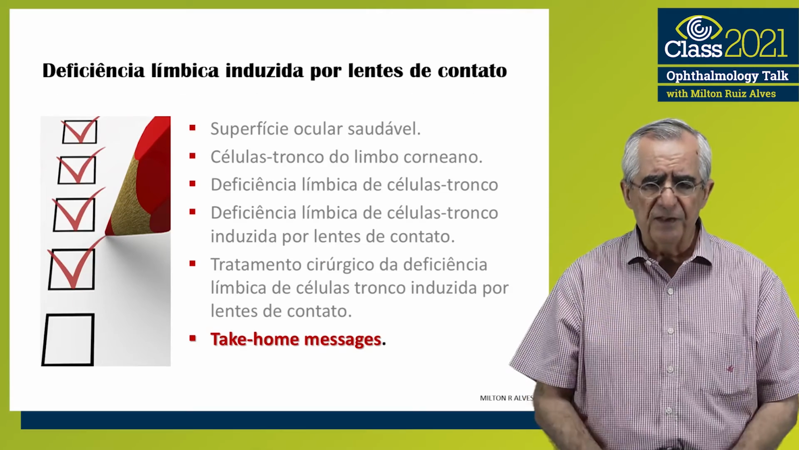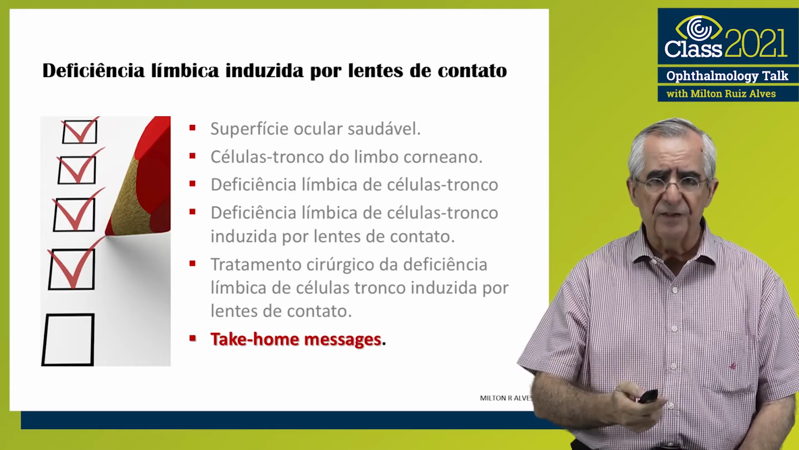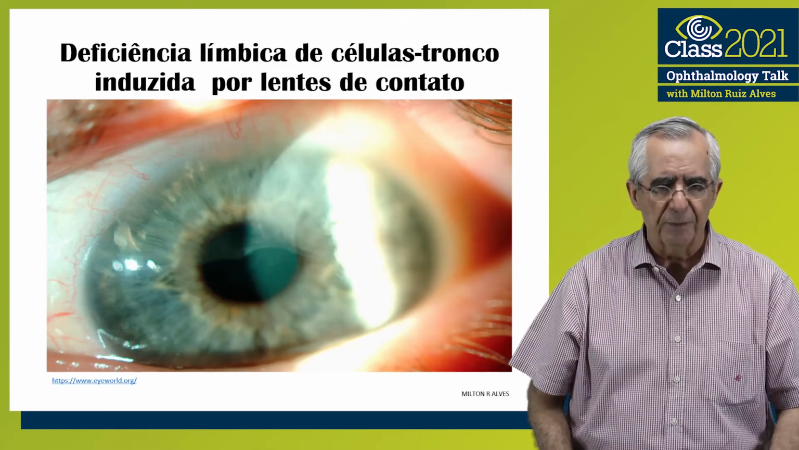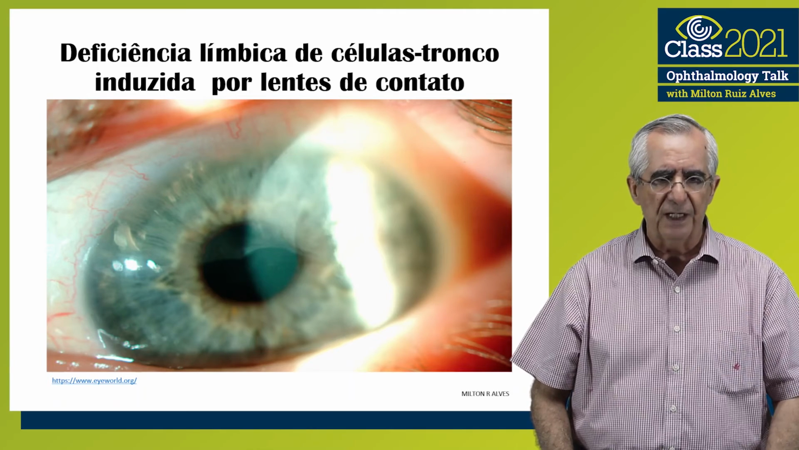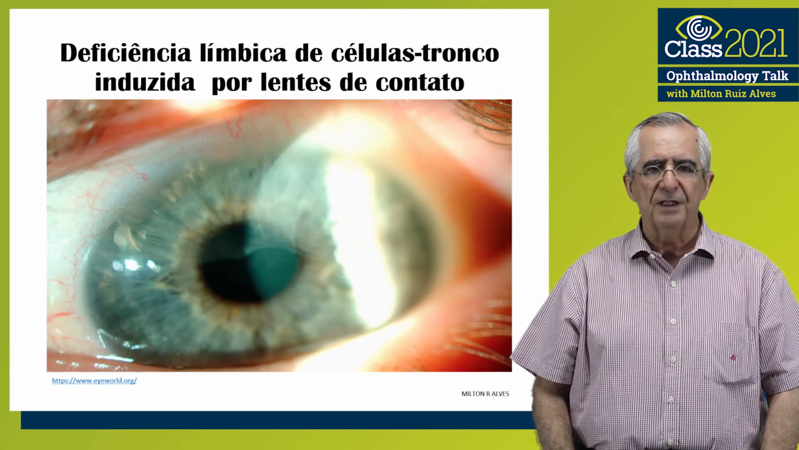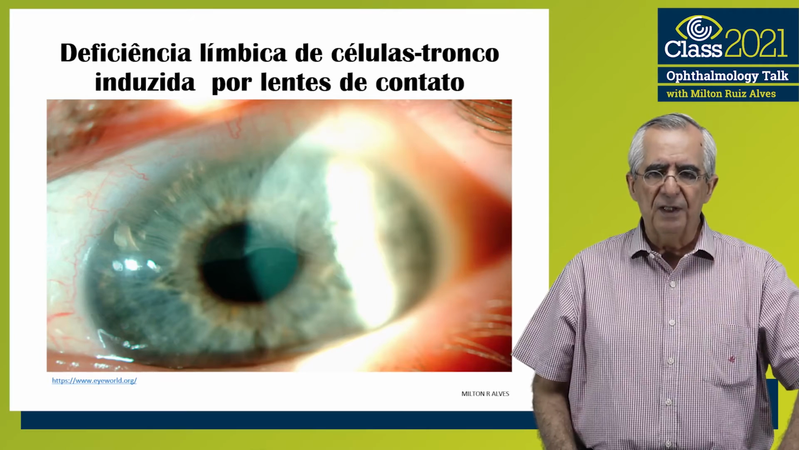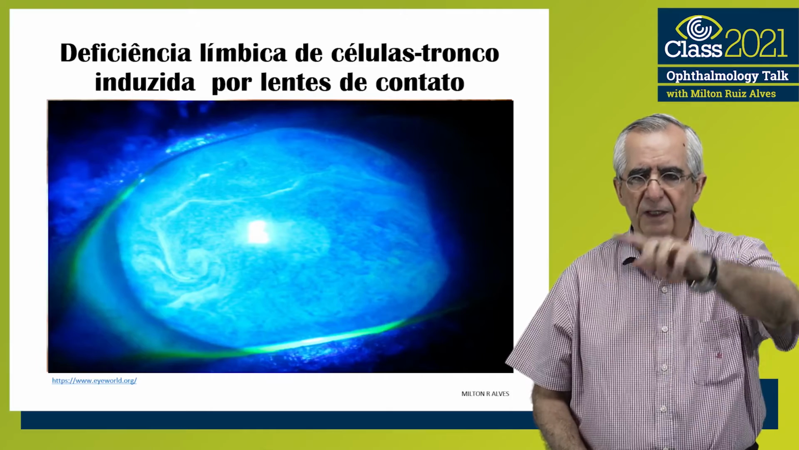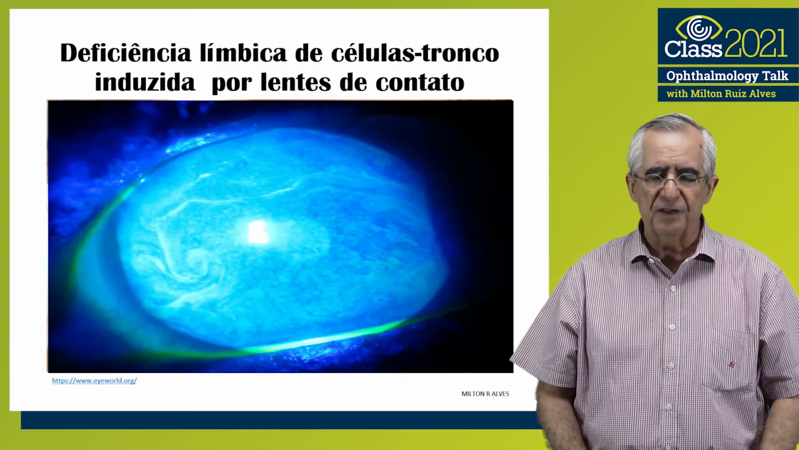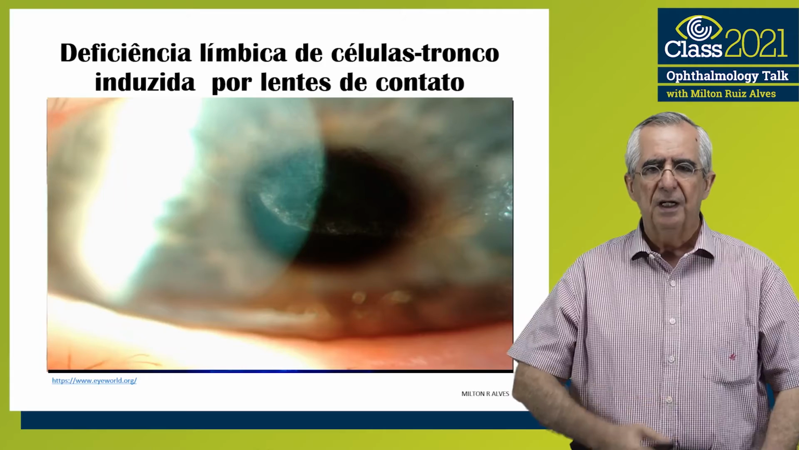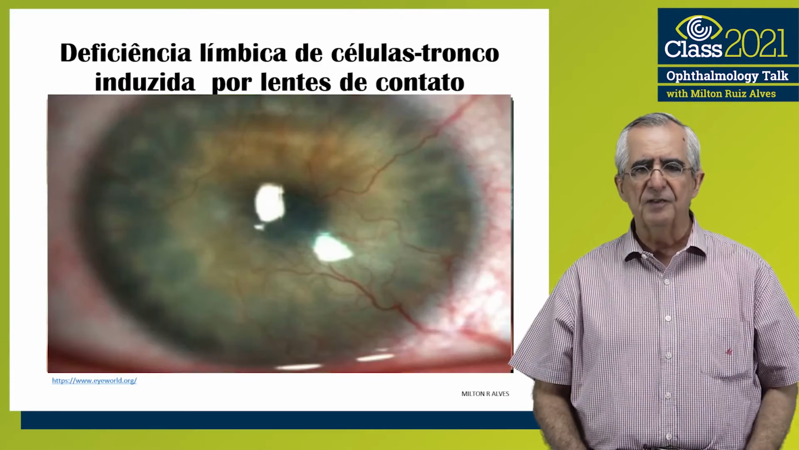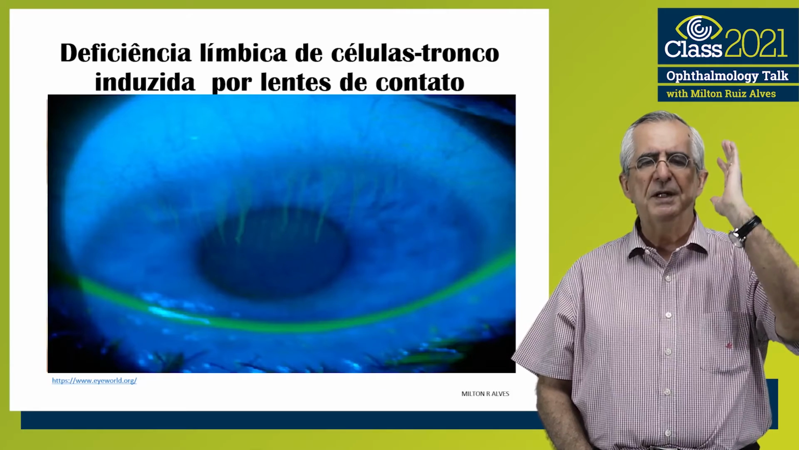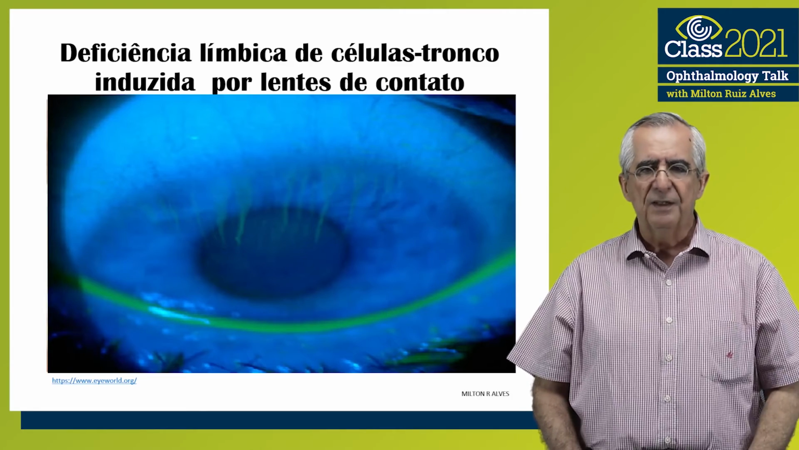What messages would you like to leave from this presentation? Now, look at the images that we've presented before. A contact lens wearer who begins to have changes in corneal transparency, verticillate or hurricane epitheliopathy, loss of corneal transparency, neovascularization, and especially the sign of columnar keratopathy, has a partial deficiency of stem cells of the limbus.